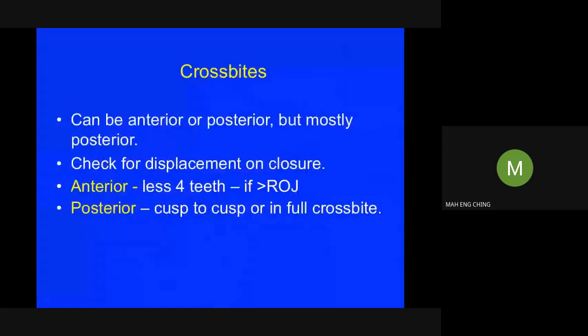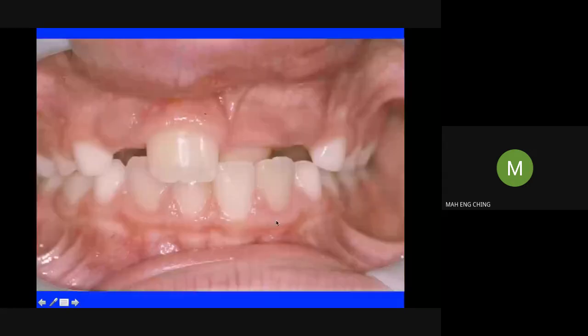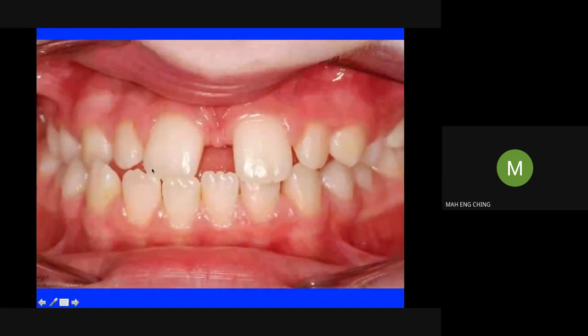Crossbite can be anterior or posterior, but mostly posterior. Then check for displacement on closure. Anterior, less than 40, and if more than 40, we consider it reverse overjet. Posterior is cusp to cusp or a full crossbite. You see this one, only a single tooth is in crossbite. So this is not considered reverse overjet, only crossbite, because only one or maybe two lower incisors are involved.